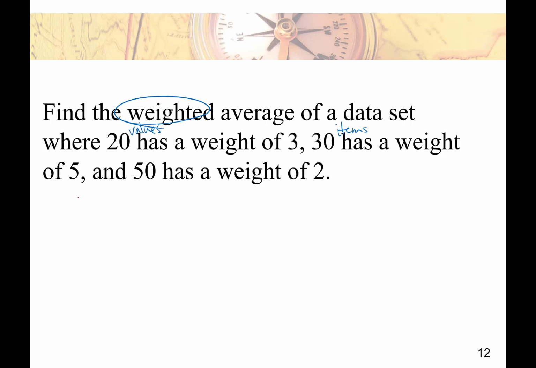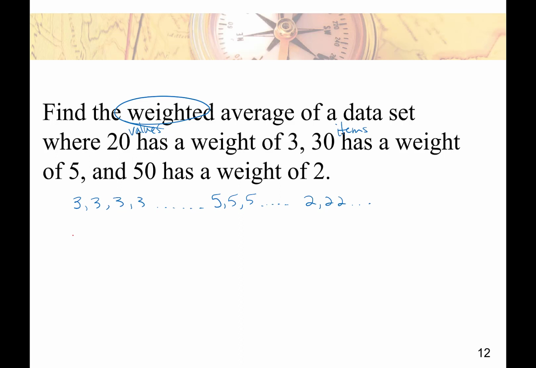We could list out 3, 3, 3, 3, 20 times, and then list out 5, 5, 5, 30 times, and then 2, 2, 2, 50 times. But that is 100 numbers to add together. We ain't got time for that. Okay, so what we're going to do is recognize that repeated addition, 3 plus 3 plus 3 plus 3 plus 3, is the same as multiplication.